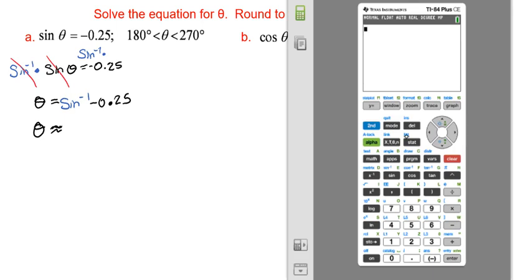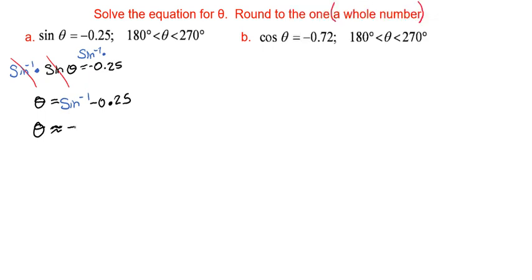So we'll make sure that we are in degrees, which we are, and then we'll type in inverse sine of negative 0.25 and hit enter and get a value of negative 14.47. So we'll write down negative 14.5. Now you'll notice that this answer does not fit into our range where theta must be in the third quadrant. And so what we're going to do here is we're going to use our reference angle.